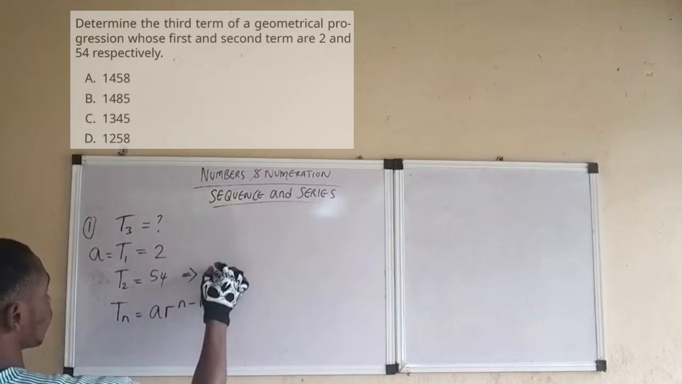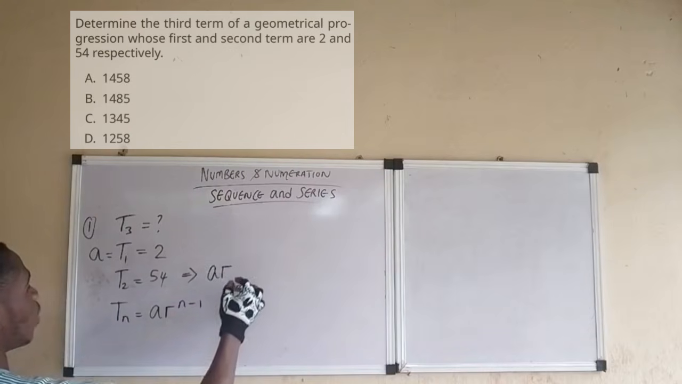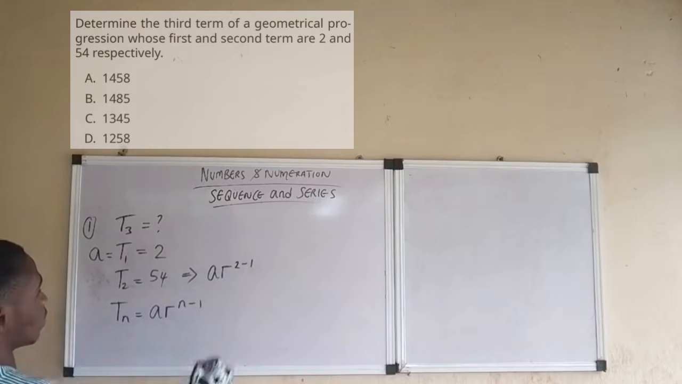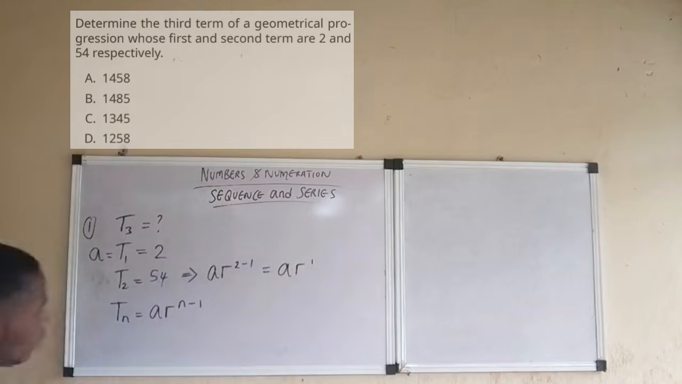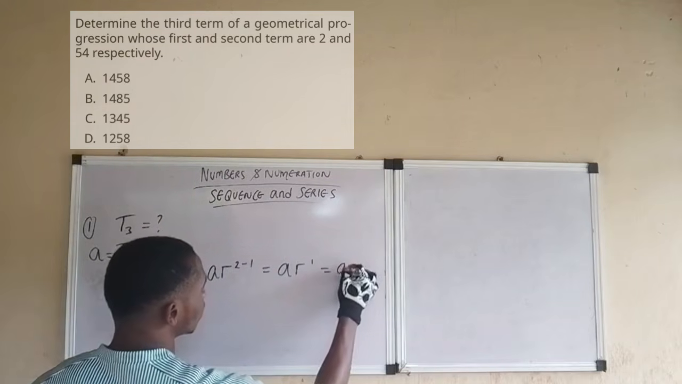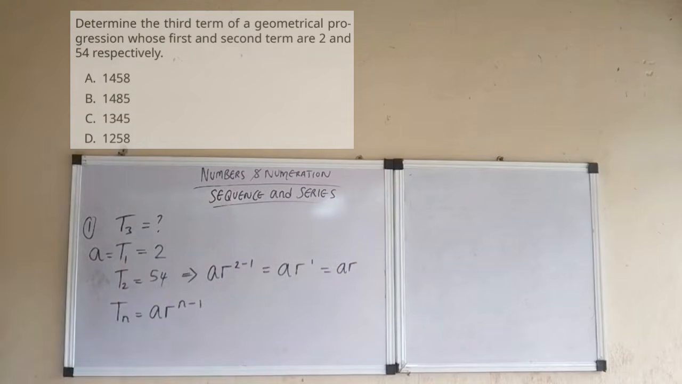AR raised to power 2 minus 1, which is same as AR raised to power 1, which is same as AR. All right? What am I doing in this case?